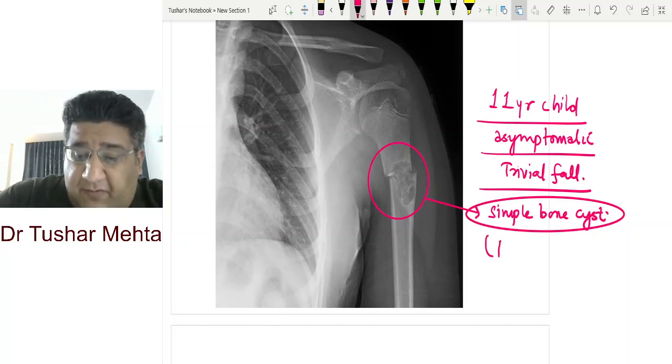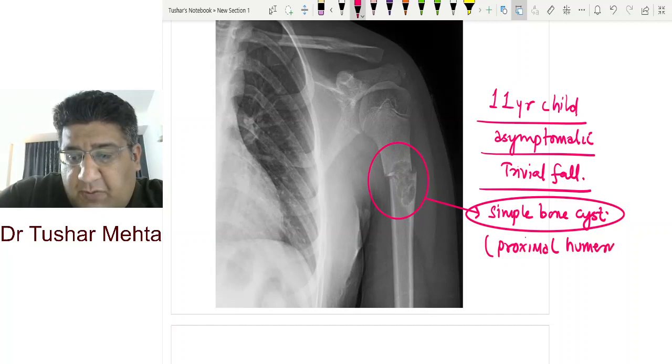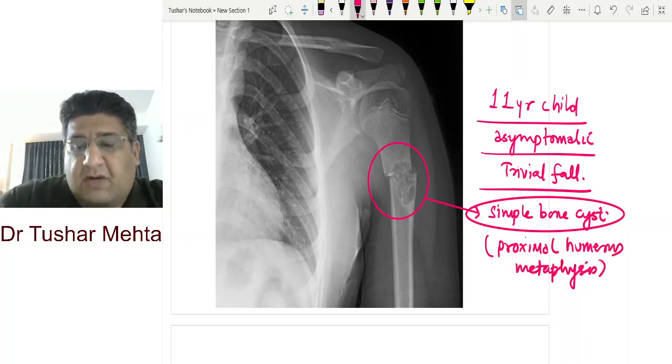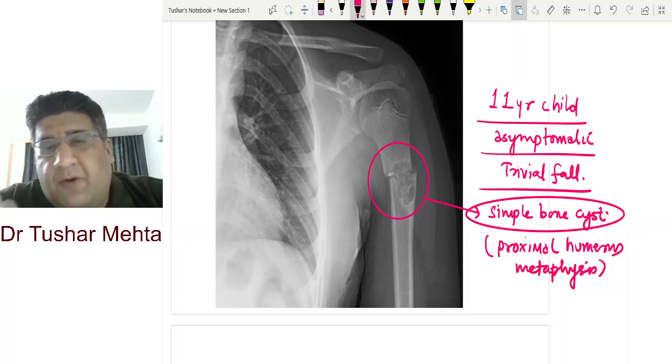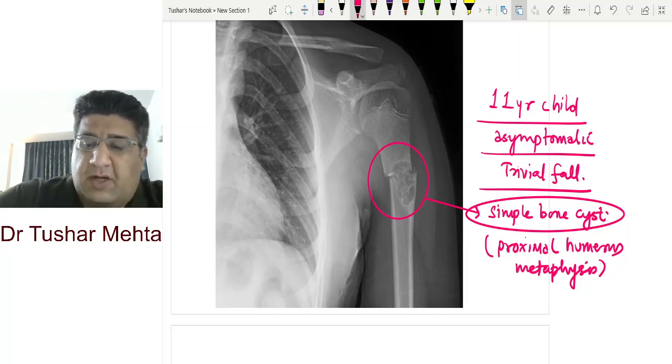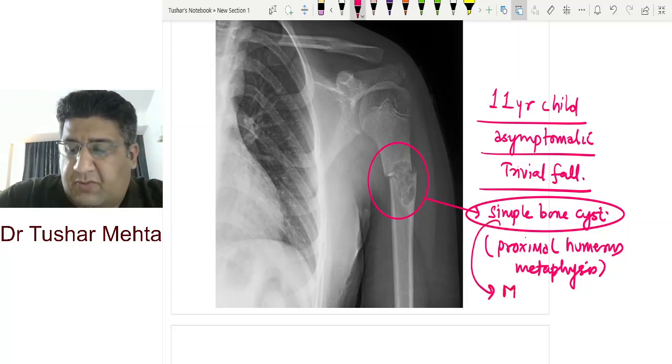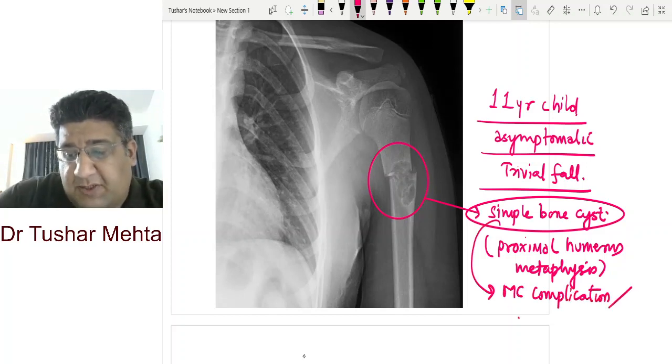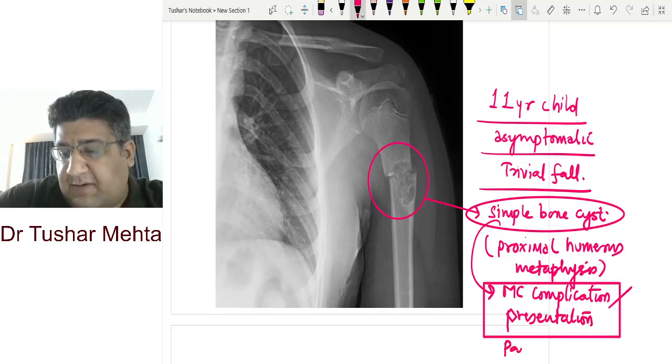And now when we see retrospectively, everything makes sense, because proximal humerus metaphysis is the most common site for a simple bone cyst. And now I understand that he never had any symptoms because we are all aware that the most common complication, or in other words, the most common presentation of a simple bone cyst is basically the pathological fracture.